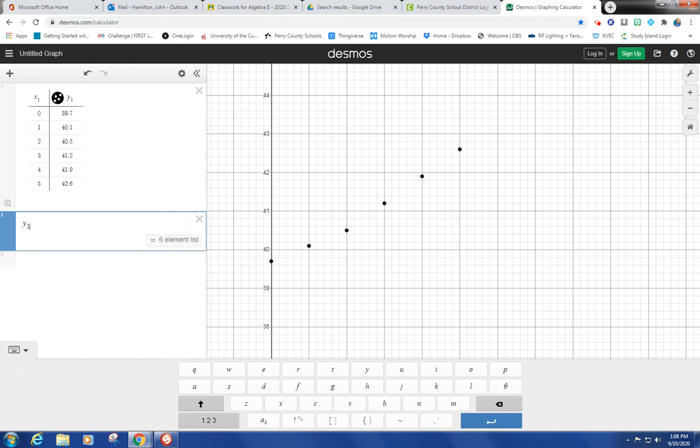And you notice as soon as I put Y sub 1, it says it equals a 6-element list. So it's, if you will, referencing this list up here. You see how it's got Y sub 1 and here it has X sub 1? So it's already kind of looking at that, okay? Now you could do your right arrow. See how that changed that cursor to a bigger cursor?